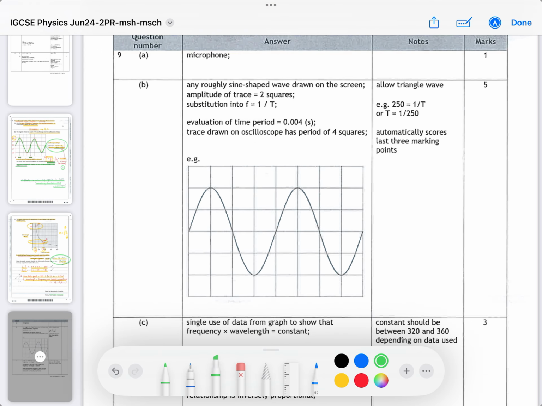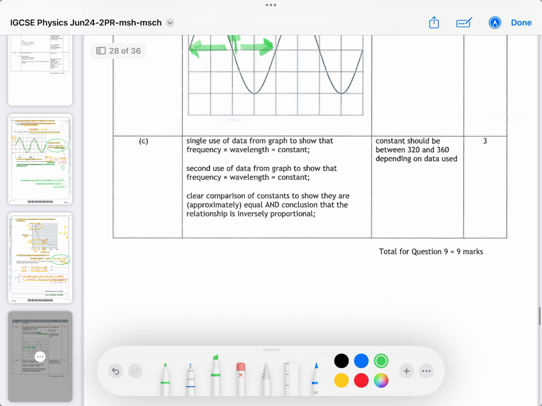Microphone, the trace, a double trace. Yes, the period is there to there, as I explained. And you need to know how much each square is worth. 4 periods equals 0.004 seconds. Okay, and that is the end of the run-through.